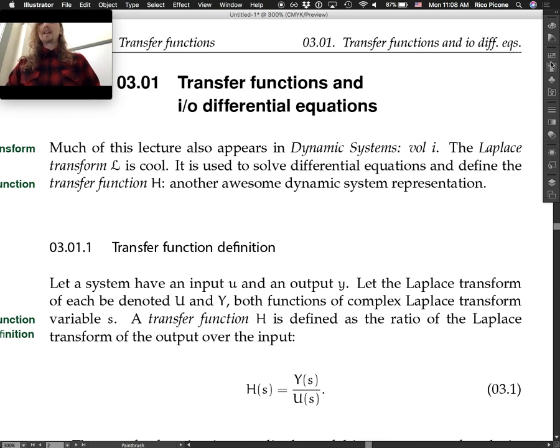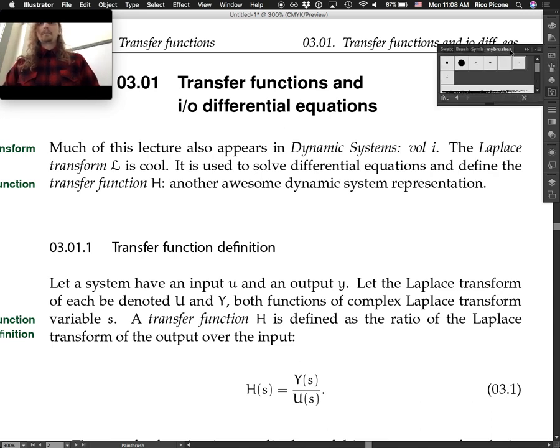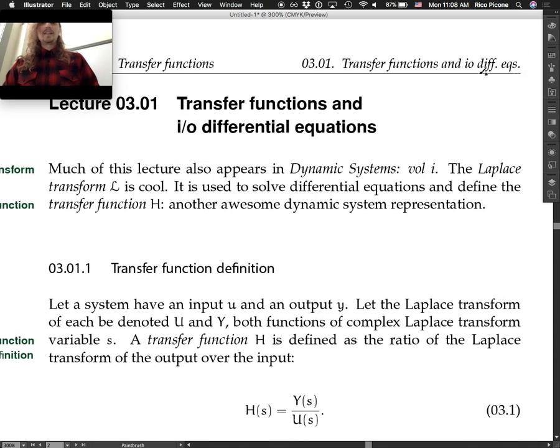Yeah, there are some elements here. So we'll talk about that.